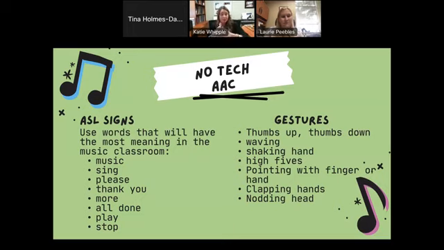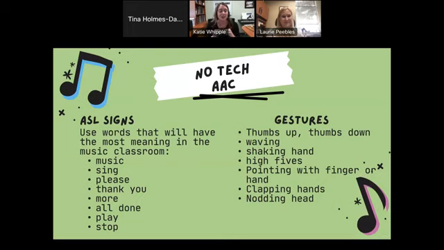So when I'm thinking about ASL signs in my classroom, a lot of the signs that I might be using are music, which is, I don't know if y'all can see me, but music. This is sing. So we've got sing. Please is a big one that I really work on a lot with my kids. And then, of course, thank you is always very helpful. Another thing that can be really helpful for our students with autism who have a hard time communicating is just being able to say they're enjoying the experience and they want more. I want more of this. I want more instrument. I want to play this again.